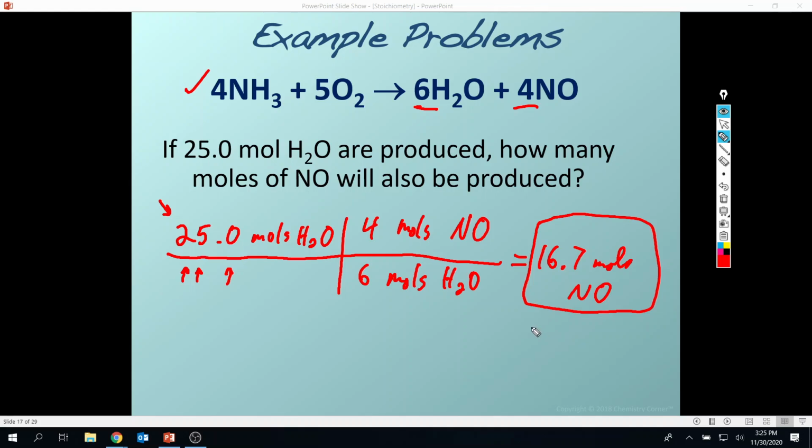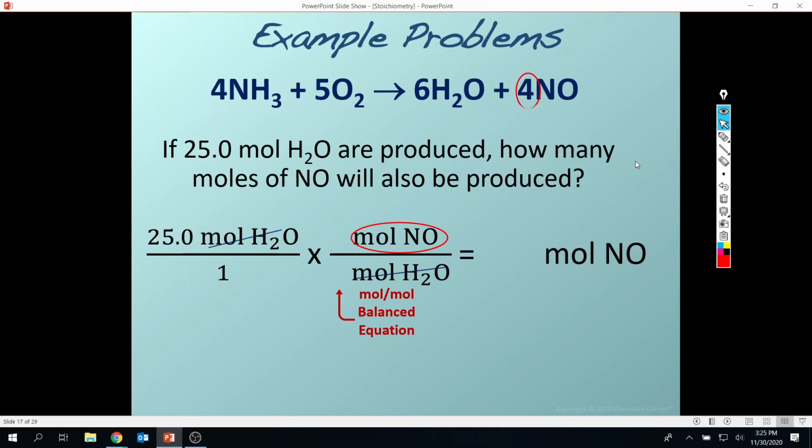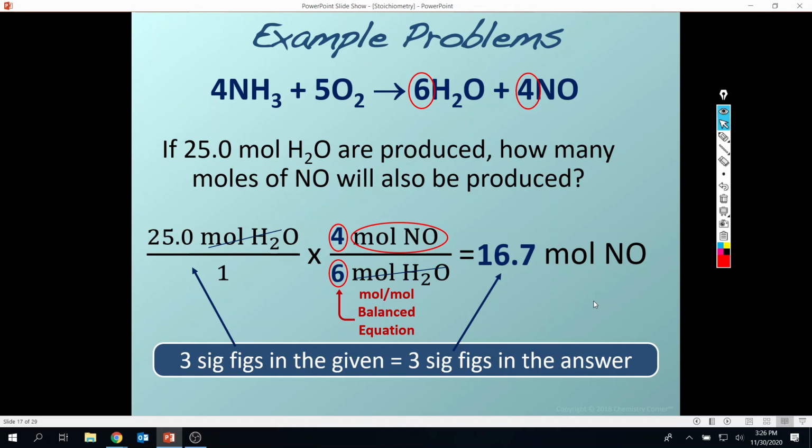Love it. Good job. All right, let's erase and click and see if they got the same thing. Erase. Click. All right, mole to mole ratio. Boom, 16.7. Good job. And again, 3 significant figures in the given and in the answer. All right.